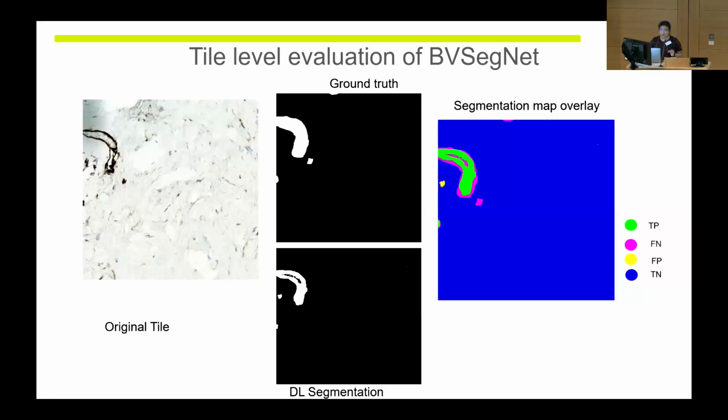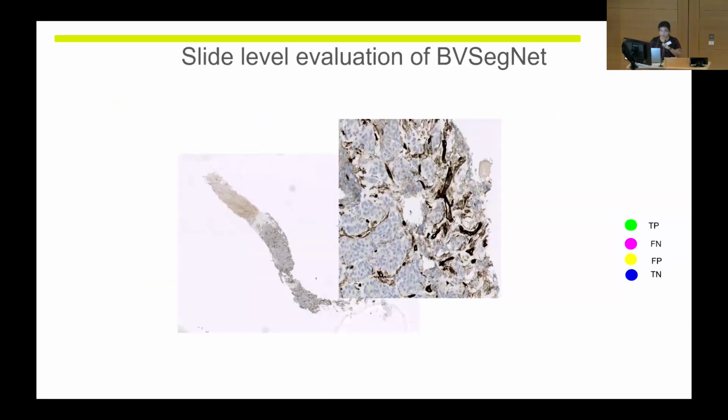From here, we also do some post-processing to reduce the false positives, because we know that blood vessels have a lumen. Those blood vessels in the DL segmentation that don't have a lumen, we exclude so that we reduce the false positives. Then we also apply smoothing and filling of the DL-based segmentation output, and we improve on the false negatives as well.